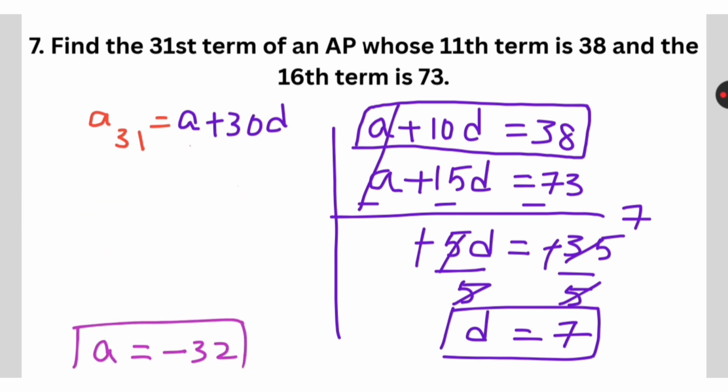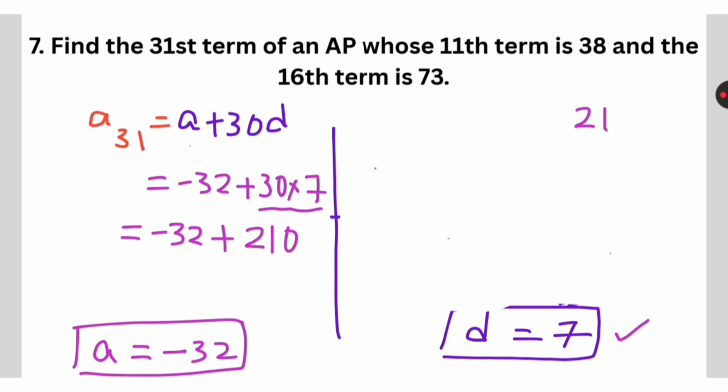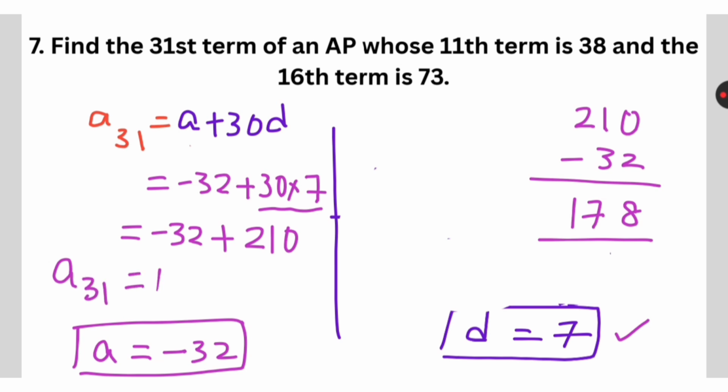Now we know the first term and we know the common difference. Let's substitute in the 31st term. A is minus 32 plus 30 into d, which is 7. Minus 32 plus 30 times 7, which is 210. If you subtract 32 from 210, we get 178. So the 31st term is 178.